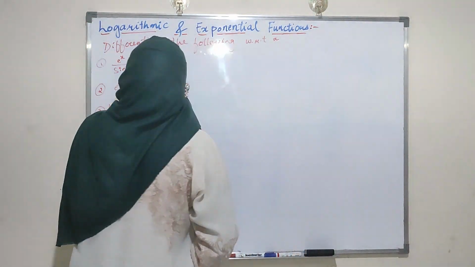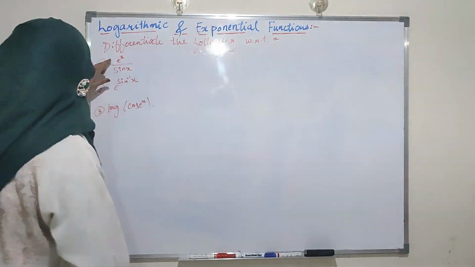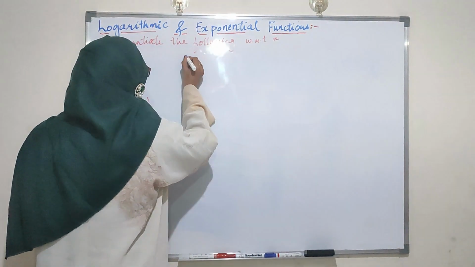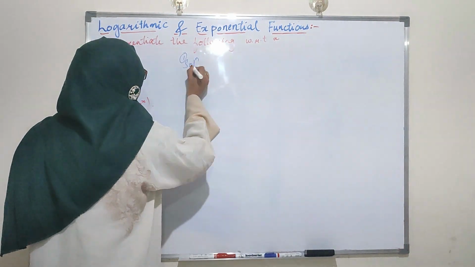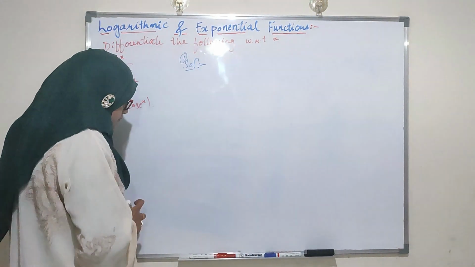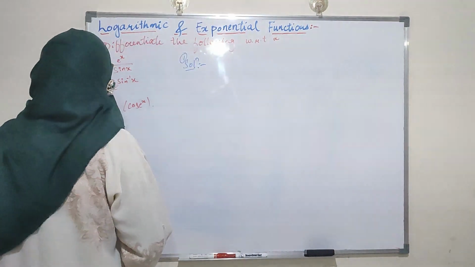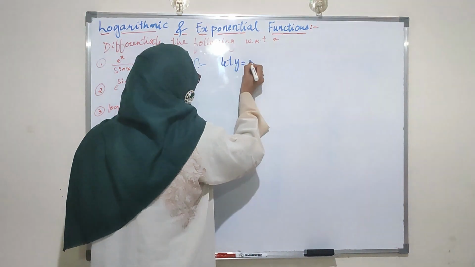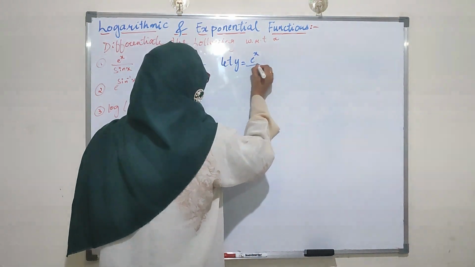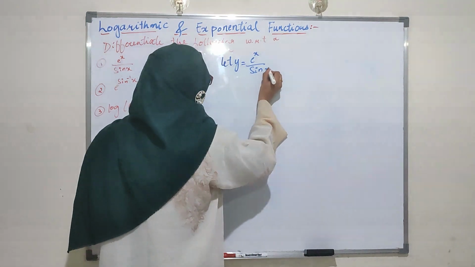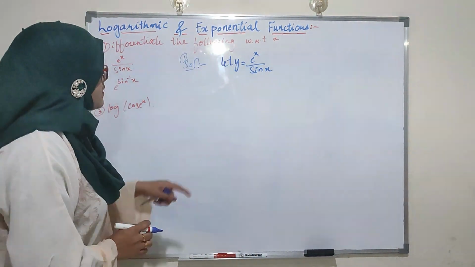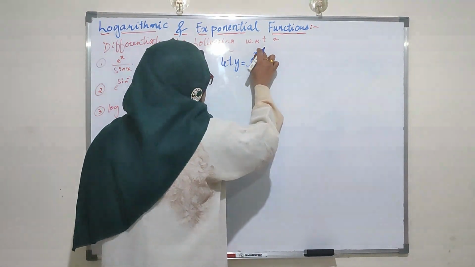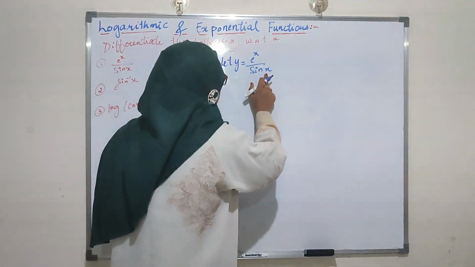So here the question is given to you: differentiate the following with respect to x, e raised to x divided by sin x, is our first question. Now take the solution of the first one. What is given to you? First we consider y is equal to e raised to x divided by sin of x. Here both are functions. Here the power is x, an algebraic term. Here we are having x.